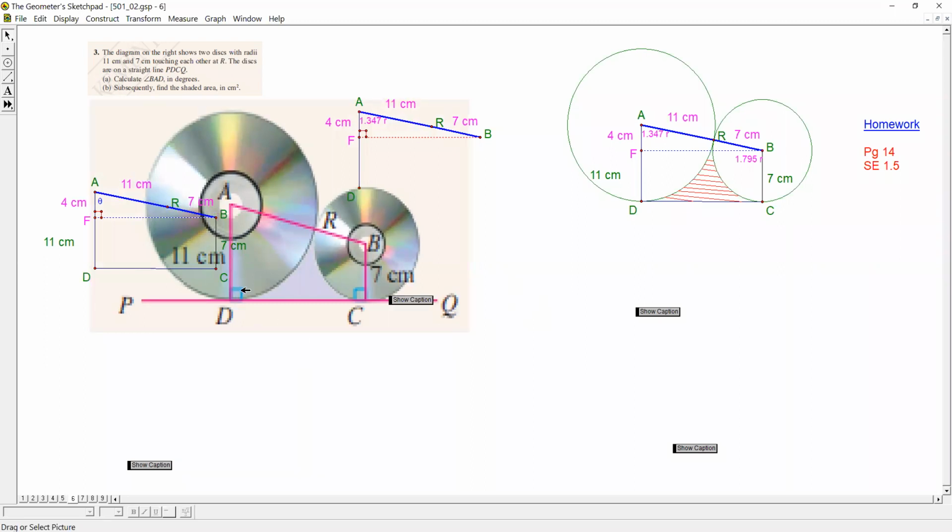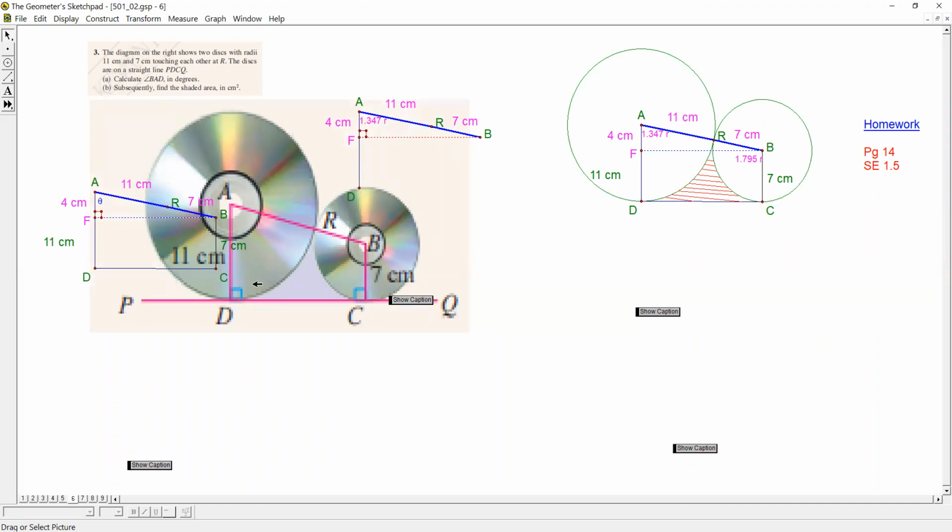Can you see the right angle here? Right angle here, because they say this one is the tangent. They didn't say tangent, but you know it's tangent because you rest it on the table, it has to be the tangent. So you can see the two right angles here, and that means these two lines, AD and BC, are parallel.